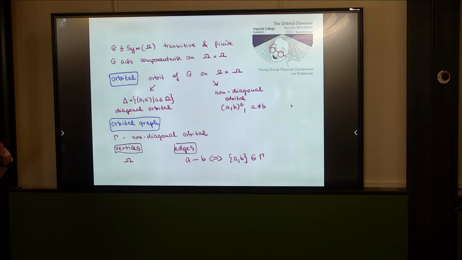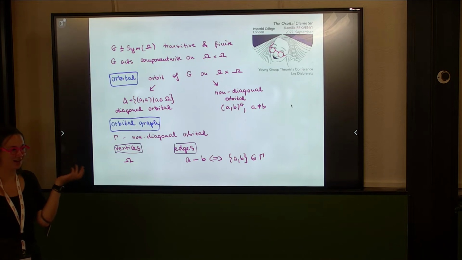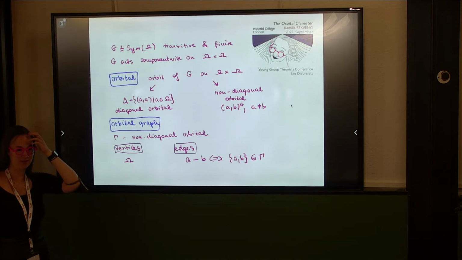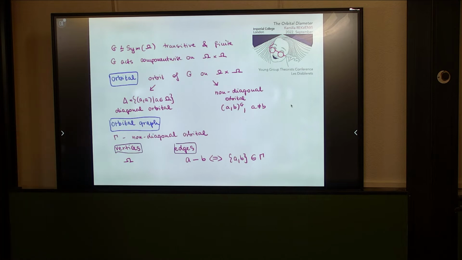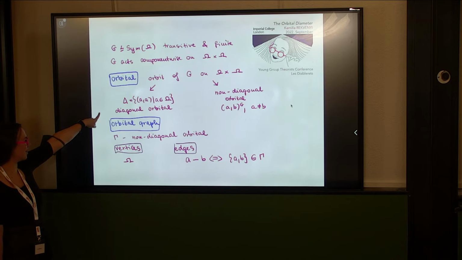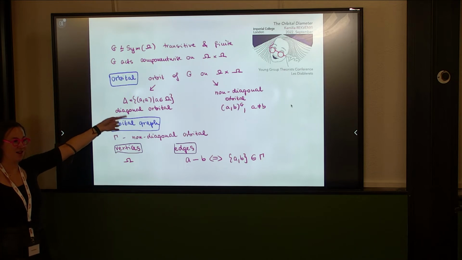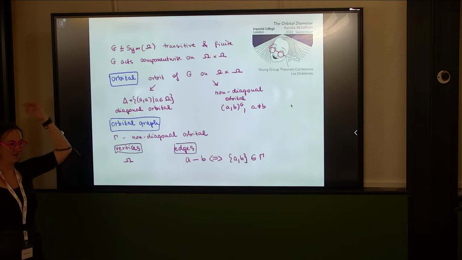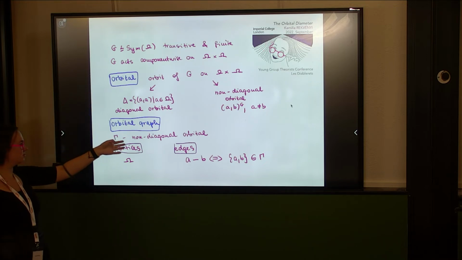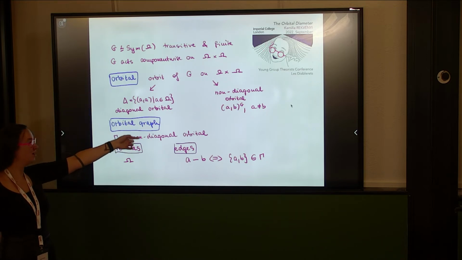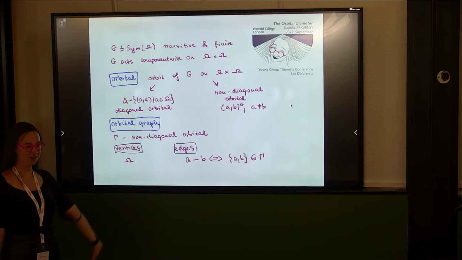And then for G, we can define a component-wise action of G on omega cross omega as well. And the orbits of G on this omega cross omega are called the orbitals. And there are two types. One of them, there is only one, and it's called the diagonal orbital, where the two things in the pair are equal to each other. And there's only one because of the transitive action. And every other orbital, where the two things are not equal to each other, are called non-diagonal orbitals.